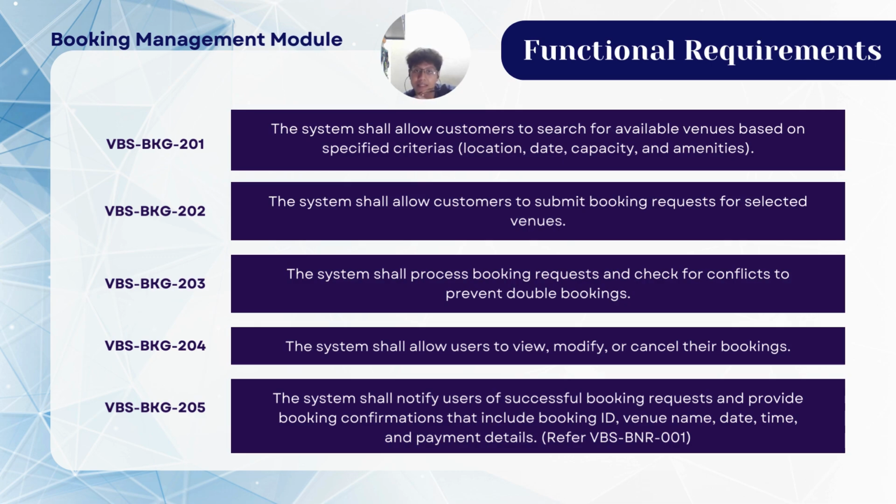204 on the other hand is the system shall allow users to view, modify or cancel their bookings. And 205 is the system shall notify users of successful booking requests and provide booking confirmations that include booking ID, venue name, date, time, and payment details. In this case, you can refer to a business rule, BPS BNR 001.